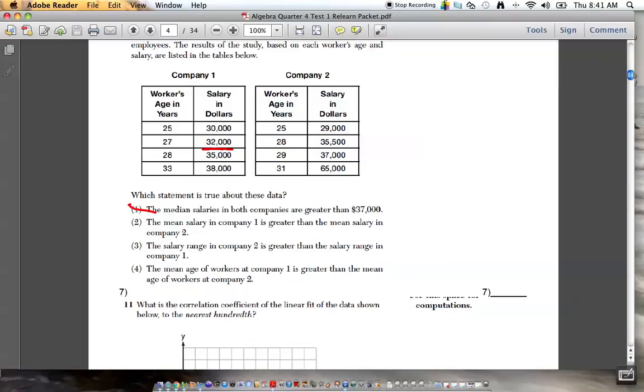The mean in company 1 is greater than the mean in company 2. Well, this one's bigger. That one's bigger and bigger by more. That one's bigger. That one's way bigger. Choice 2 is not right. There's no way that'll be.